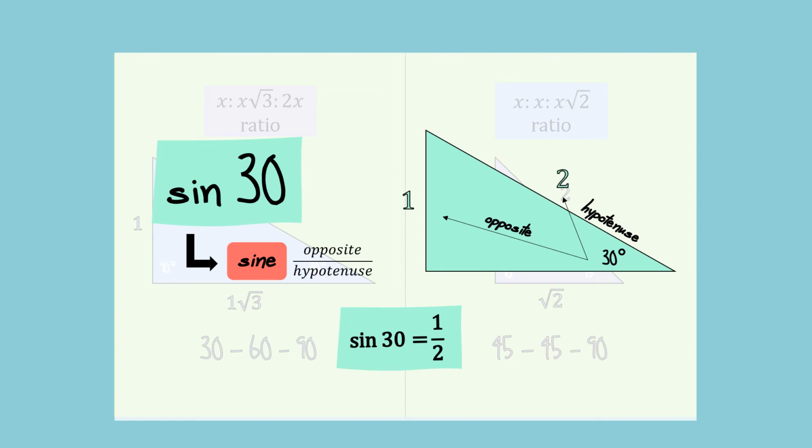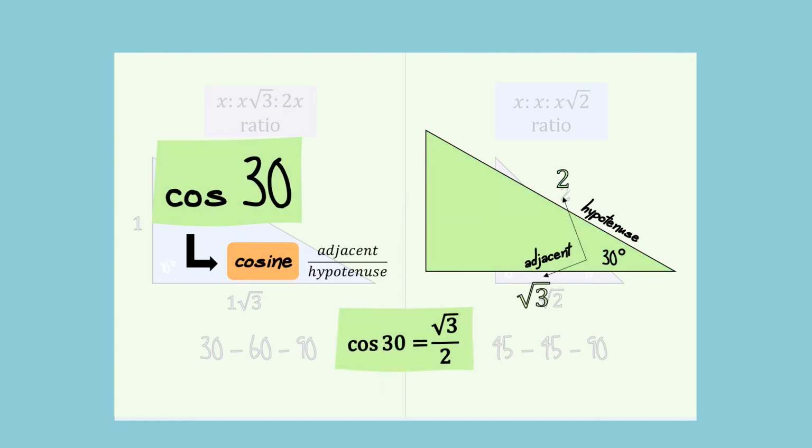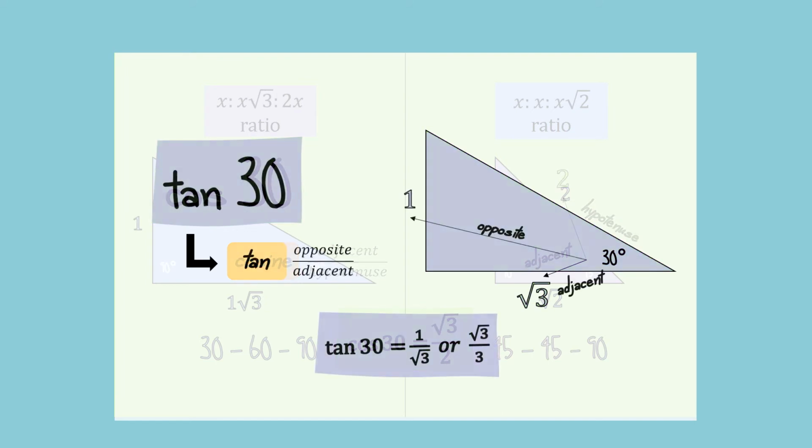Then the cosine of 30 degrees, which is adjacent over hypotenuse, is square root of 3 over 2. Similarly, that's always the value of cosine of 30 degrees. Now the tangent of 30 degrees, the opposite over adjacent, is 1 over square root of 3, or square root of 3 over 3 when we rationalize the denominator.